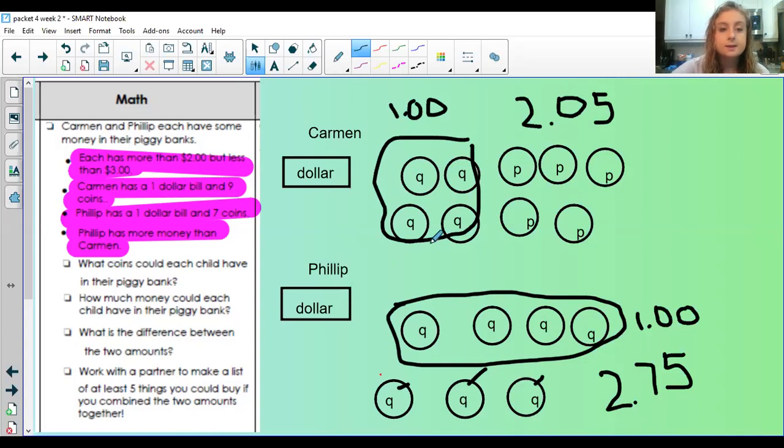Now, it says, what coins could each child have in their piggy bank? This is one example. You could have a completely different answer than me as long as it meets all of the qualifications on the side. So those are those bullet points you see right here.